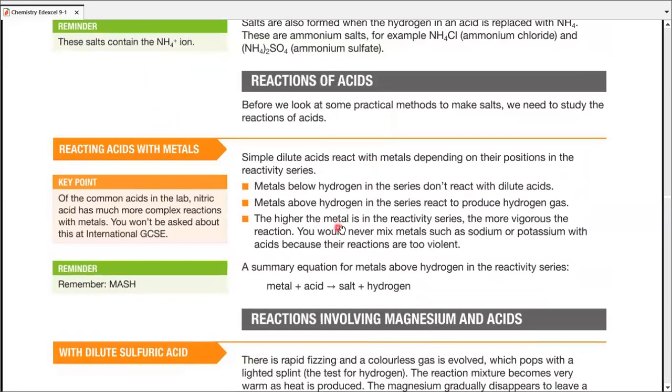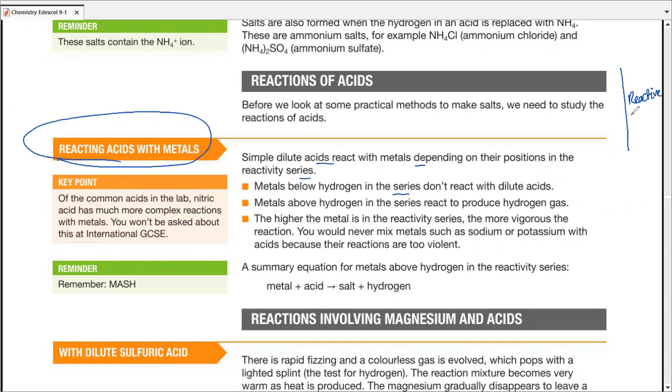So let's consider which reactions of acids we need to understand that can produce salt. Now, we already know a few. To begin with, we do understand salts can be produced by reacting acids with metals. Simple dilute acids react with metals depending upon their position in the reactivity series. Metals below hydrogen in the reactivity series do not react with dilute acids. Here, we need a little bit of understanding. I hope you understand there were some reactive metals in the reactivity series.